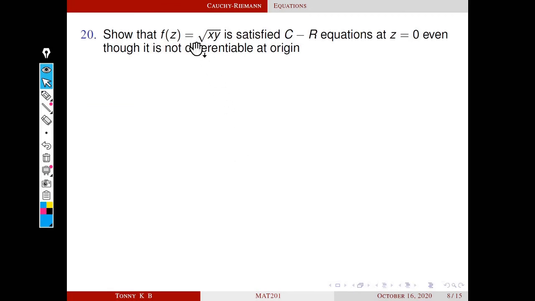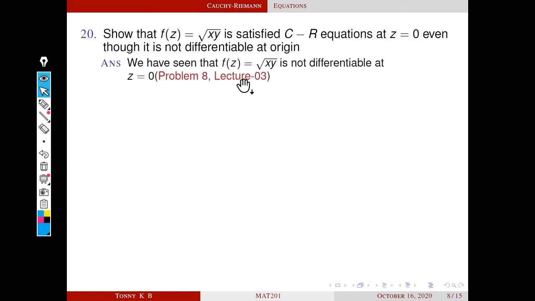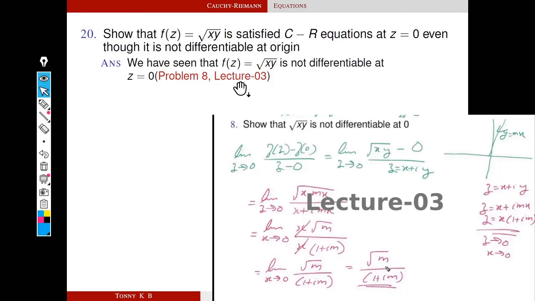So this is the one example. Show that f of z equal to square root of xy satisfies the CR equations at z equal to 0, even though it is not differentiable at the origin. That means the Cauchy-Riemann equations alone are not sufficient for differentiability at a point. We have seen that f of z equal to square root of xy is not differentiable at z equal to 0. That is our problem number 8 in lecture 3. I have provided the link in the description.